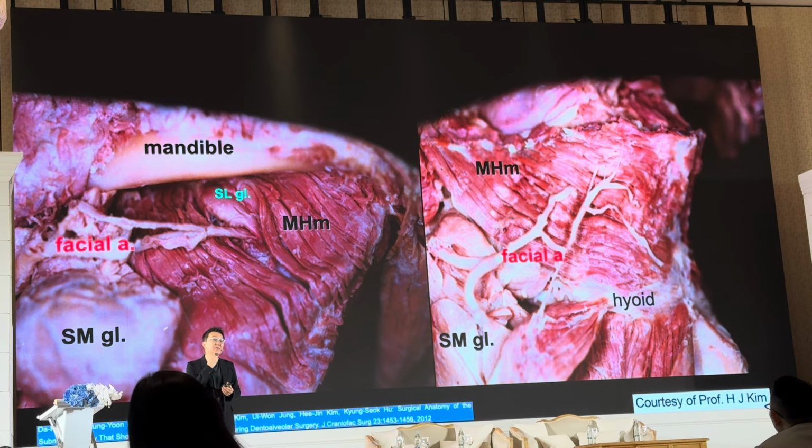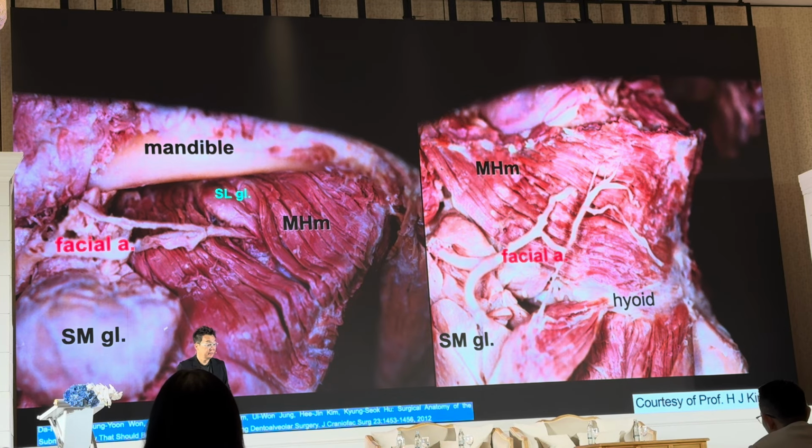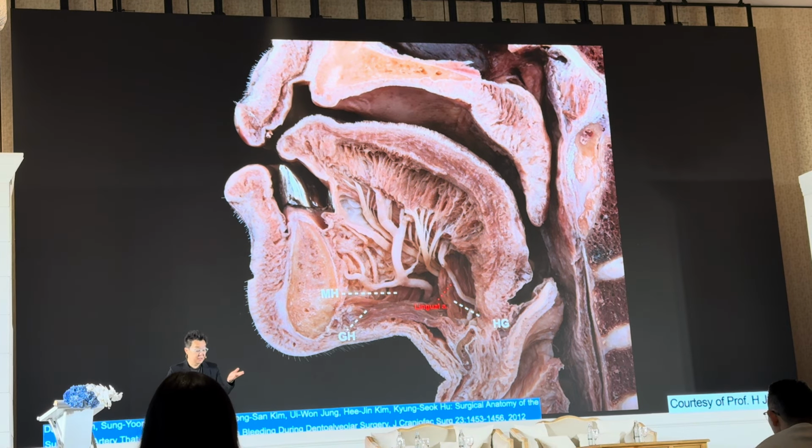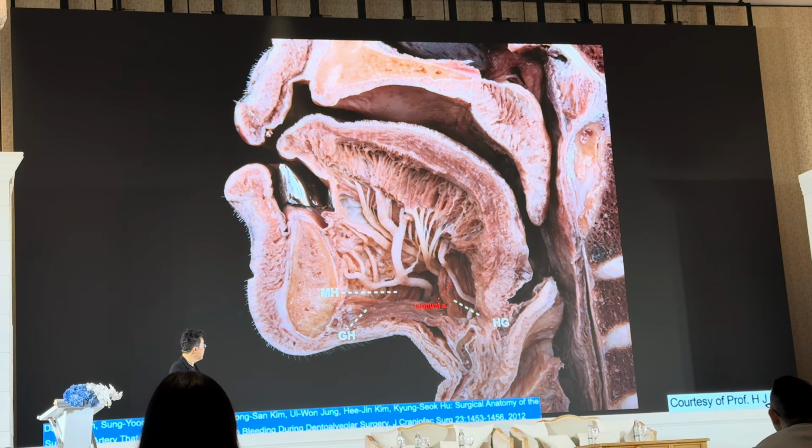Along the passage of the submental arteries, the facial artery penetrates the mylohyoid muscle to become the sublingual branch. So the sublingual branch in the oral cavity has two different origins. One is the lingual artery and the other is the facial artery. And you can demonstrate this in these dissections. So this is the geniohyoid muscle. This is the mylohyoid muscle.